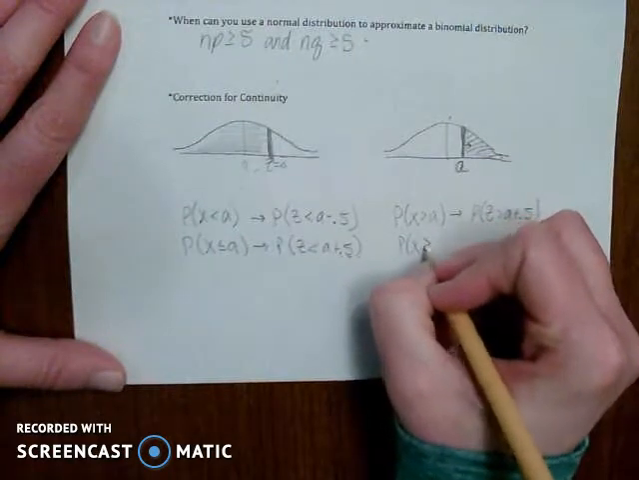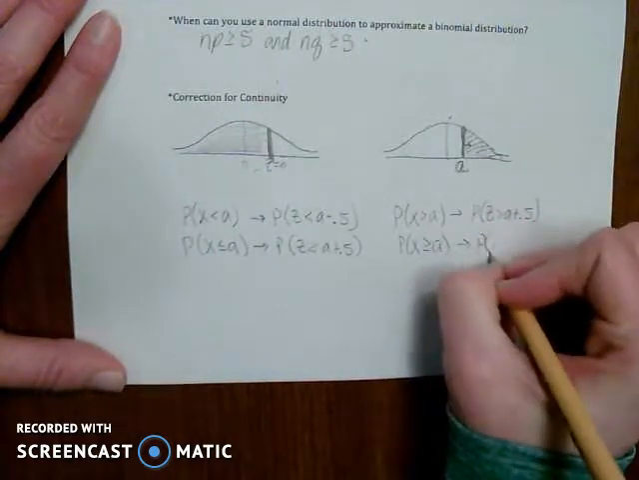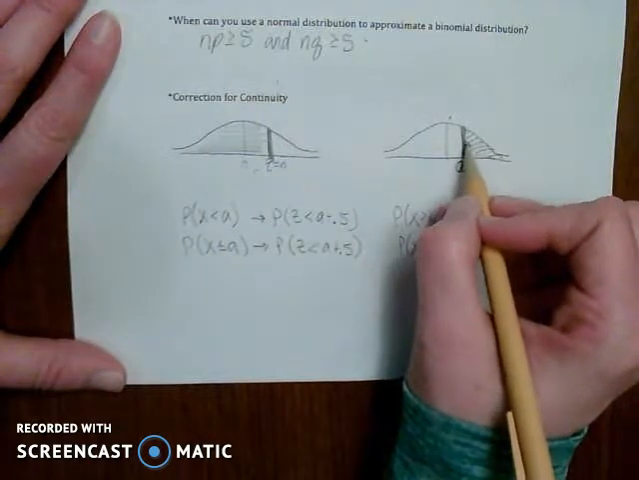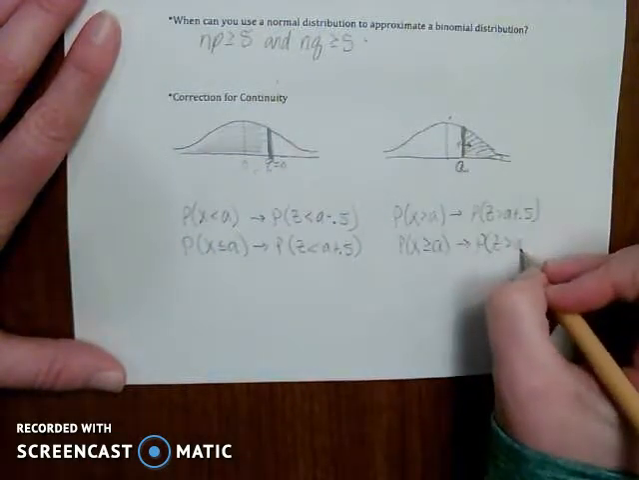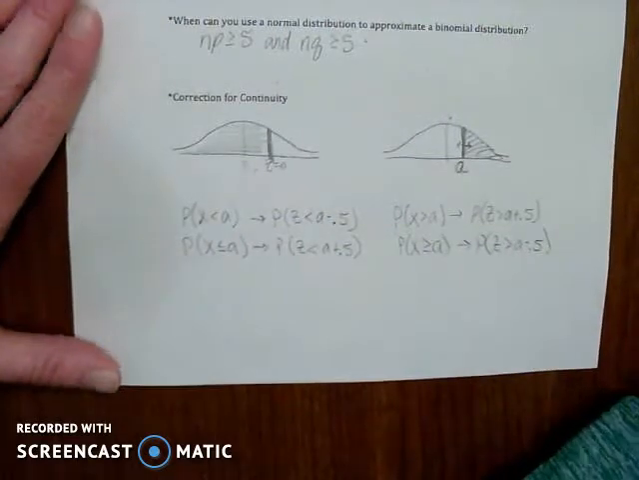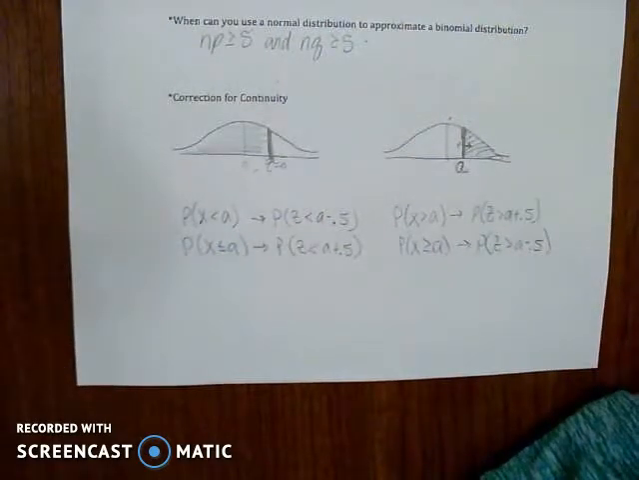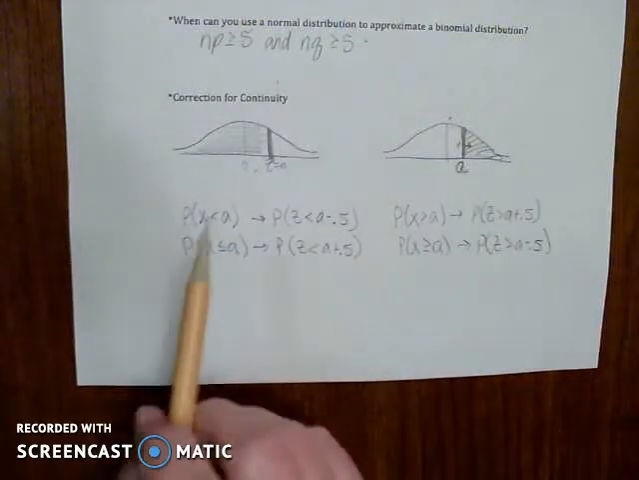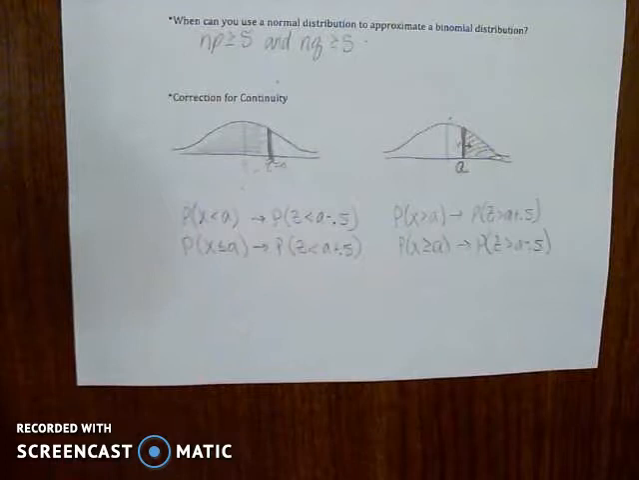All right, this one, if we're greater than or equal to. Again, we do want to include this line, so that means we need to go a little to the left. So now you're actually going to subtract. You can't just say, if it's greater than you add, or if it's less than you subtract. It depends whether you want to include the value or not. And again, the easiest way to do it is just to draw it out.